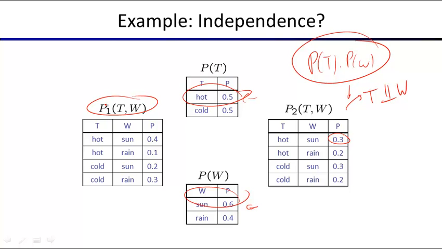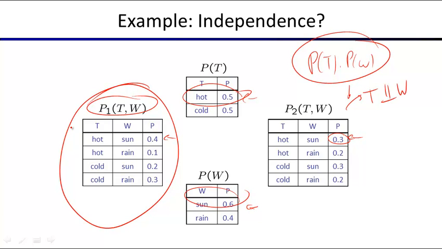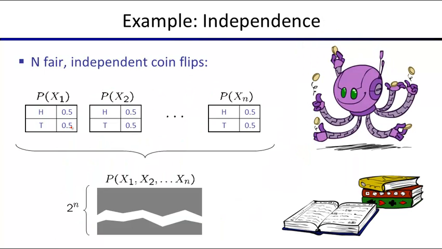If P1 and P2 are identical, then our conclusion is that T and W are independent. If P1 and P2 are not identical, then we know T and W are not independent. So looking at these tables, already the first entry is different. Once one entry is different, we know the independence is not true, because it's not true for all T and W. And so T and W are not independent for this joint distribution here. Okay, that's how we can check this.